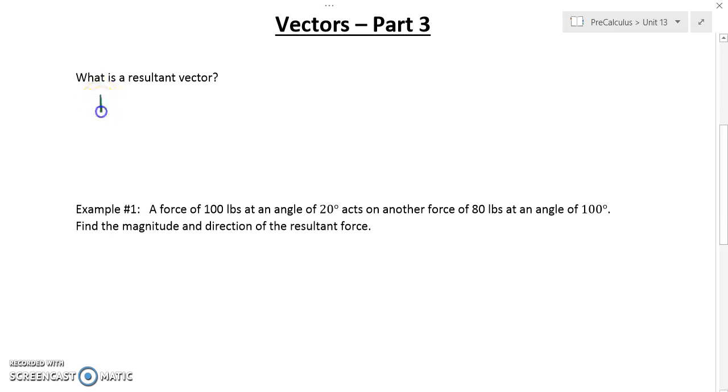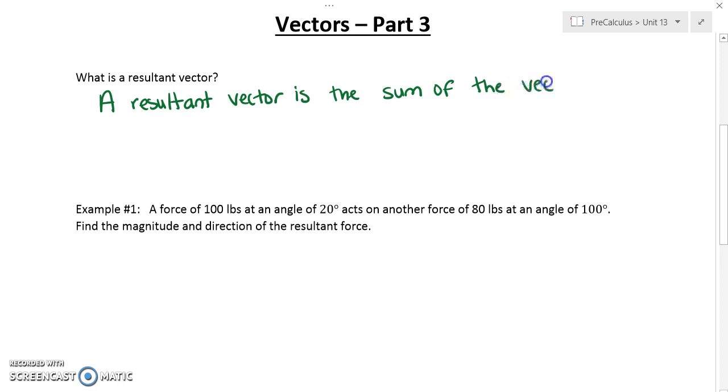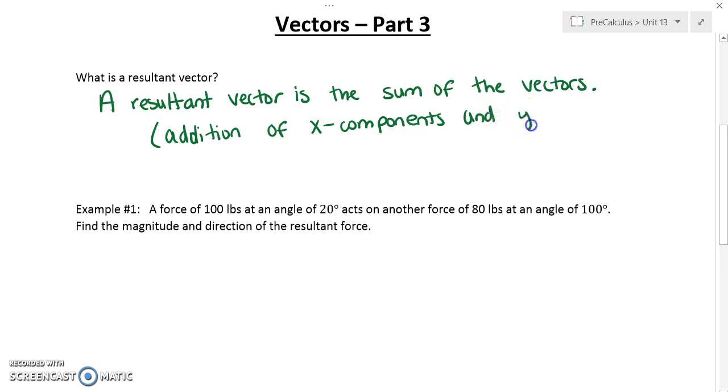So really quick, a resultant vector, write this down with me please, is the sum of the vectors. Basically what we say is it's the addition of the x components and y components. So x is going to add to x's, y's are going to add to y's. All right, so that's a resultant vector.